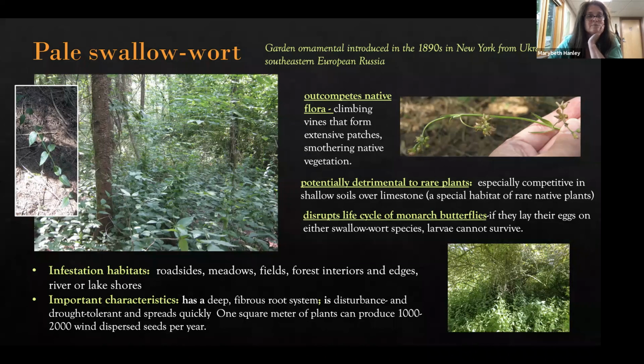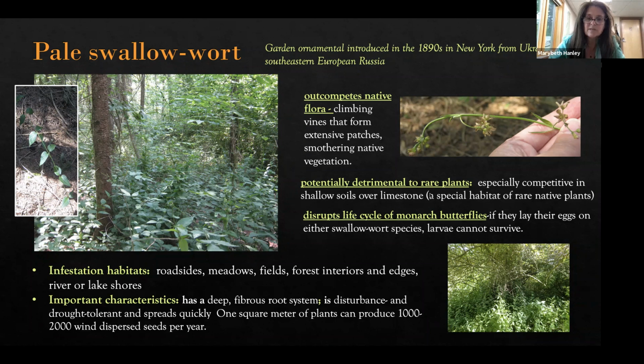Another plant that I've seen a fair amount of in the Finger Lakes is pale swallowwort. There are two swallowworts, a pale swallowwort and a black swallowwort. The one that I've seen the most is pale swallowwort, and this is what it looks like. This is from the Finger Lakes. This is a vine that climbs over vegetation, forms extensive patches, and smothers other vegetation.